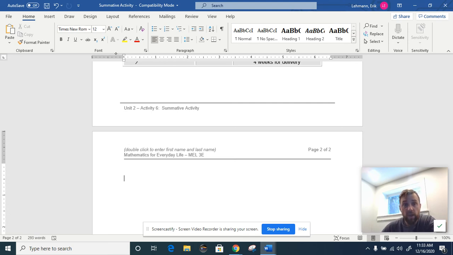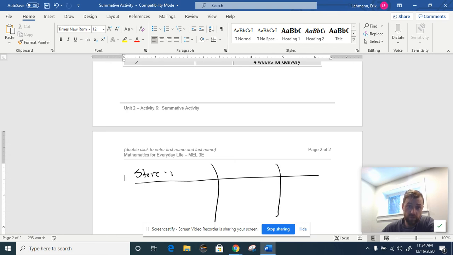Now, what should you do? You should have the store, and then you should have a couple columns. So put the name. So let's say it was Big Bob, and the cost is the first column. So put all your math in the first column. So calculations.